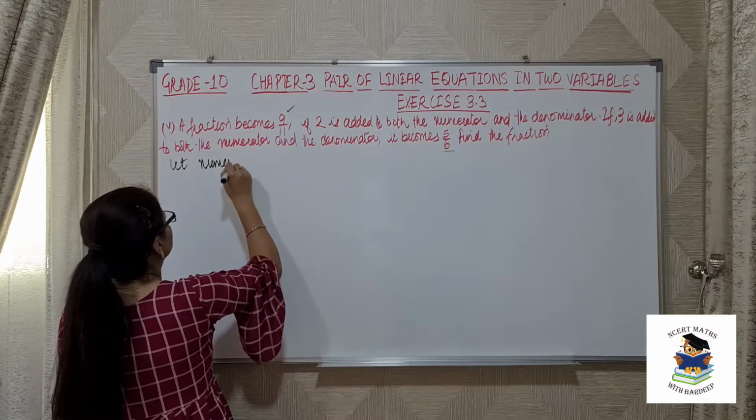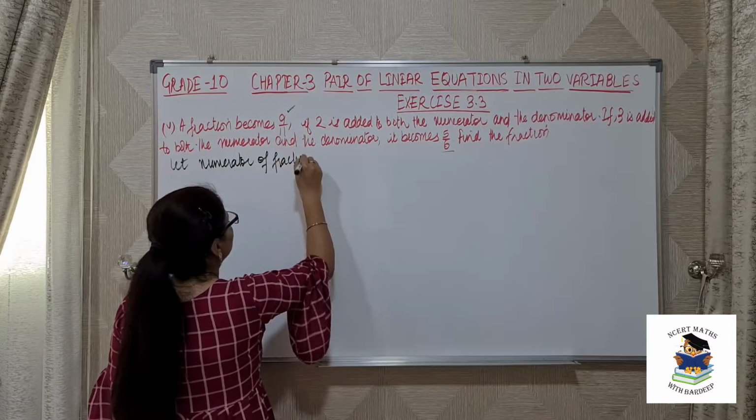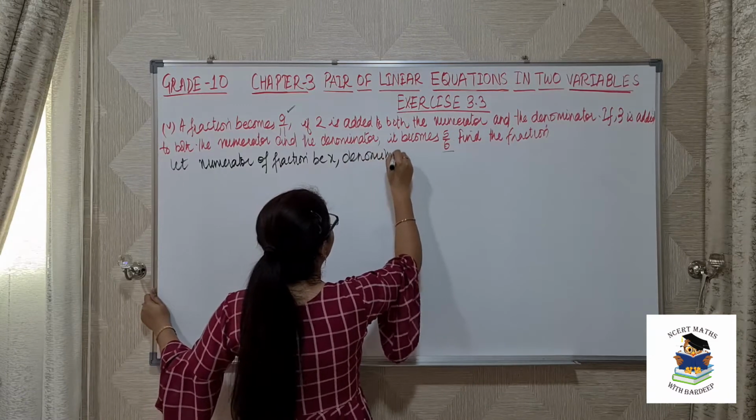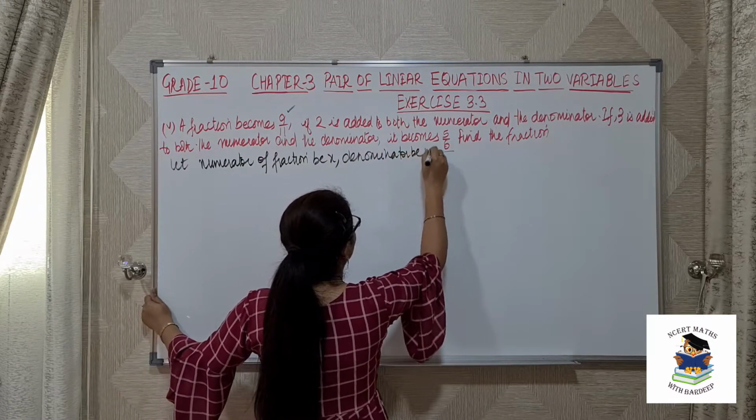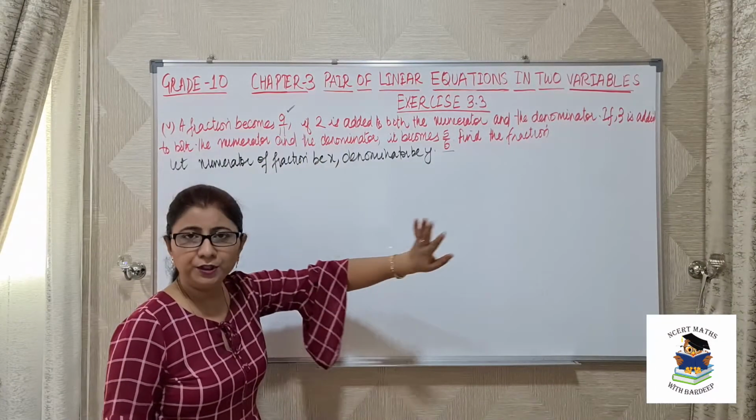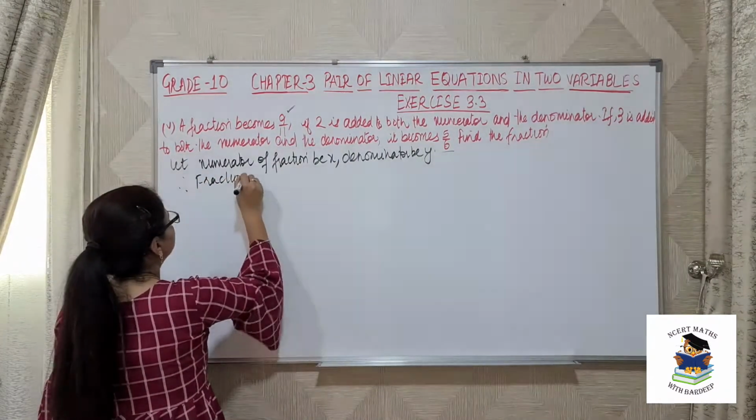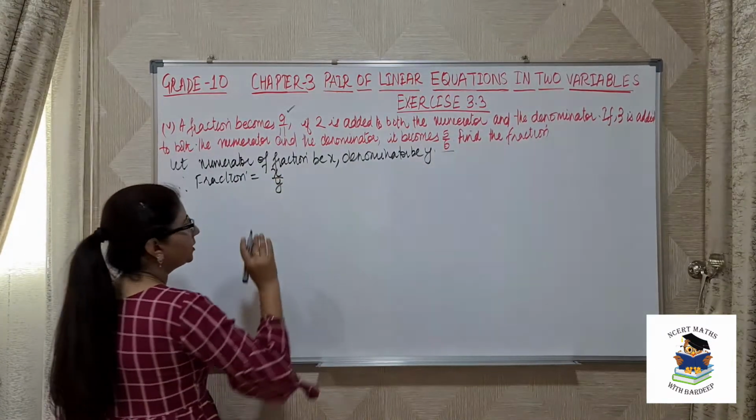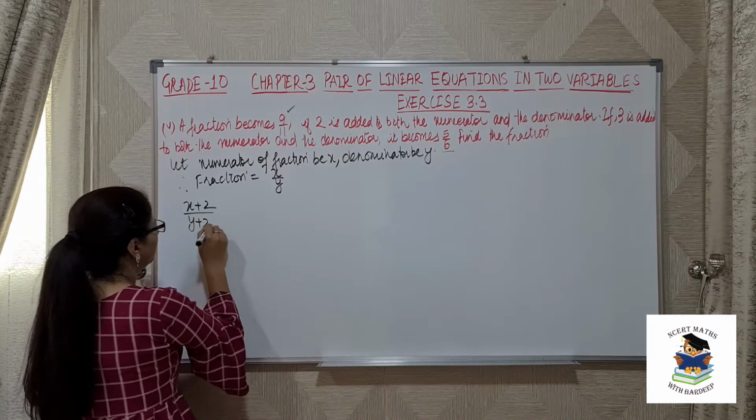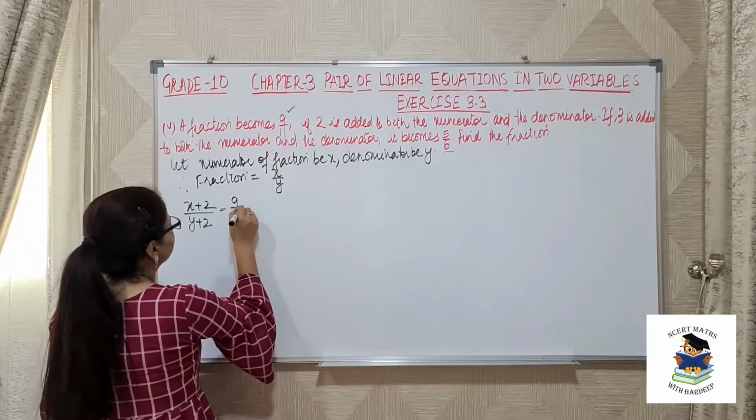Let numerator of fraction be x. So denominator be y. Now let's see the first condition. 2 is added to both numerator and denominator. So we can write here first, therefore fraction is equal to x by y. Okay. So if 2 is added to both numerator and denominator, it should be x plus 2 over y plus 2. This is equal to 9 by 11.